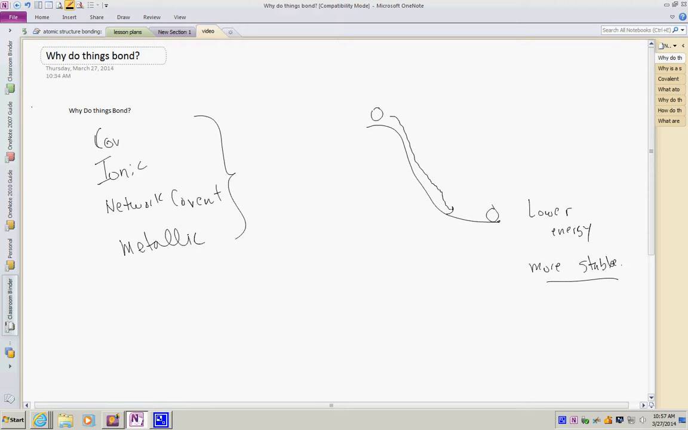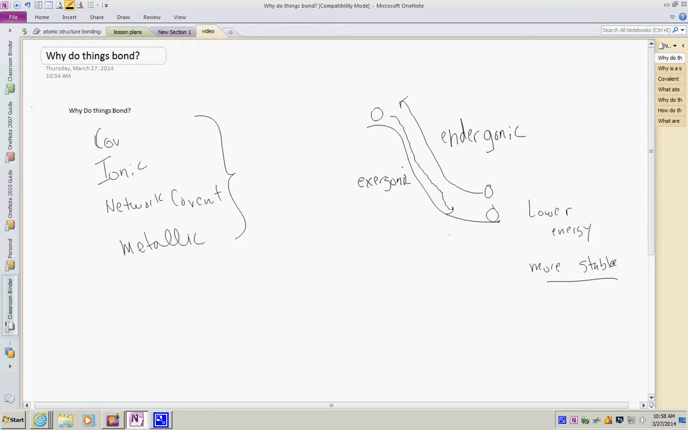Now, the ball theoretically can roll up the hill. This would be called an endergonic process. It's non-spontaneous, as opposed to the other one, which is exergonic. Exergonic is one process that will run on its own. The endergonic one needs to be driven pretty much constantly, or it will roll back down.